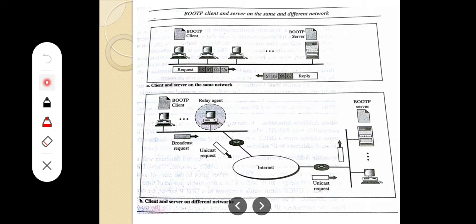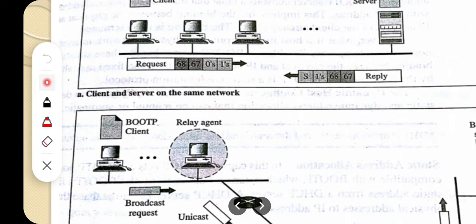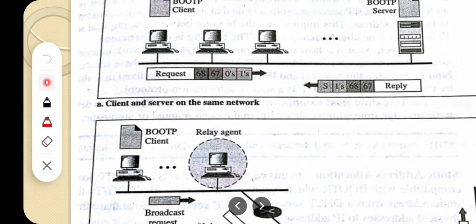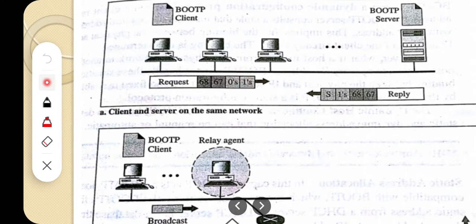So first one, when the client and server are in the same network. Okay, so in this case the Bootp client wants the IP address, so it is sending the Bootp request. In the Bootp request, it does not know its own IP address and also the server IP address. So instead of filling the fields of the source and destination IP address, the source IP address will be filled as 0 and the destination IP address will be filled as 1. Okay, hope you can see. Source address as 0, destination address as 1, and a request packet will be created.